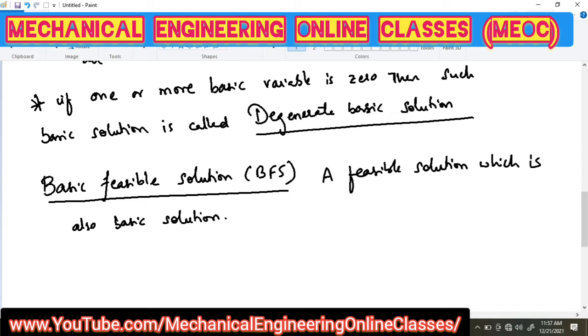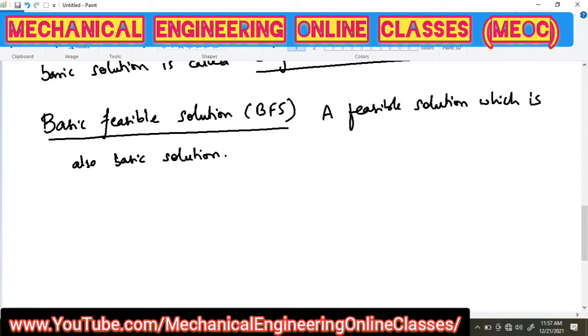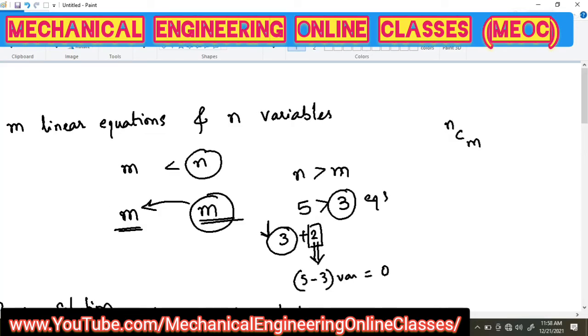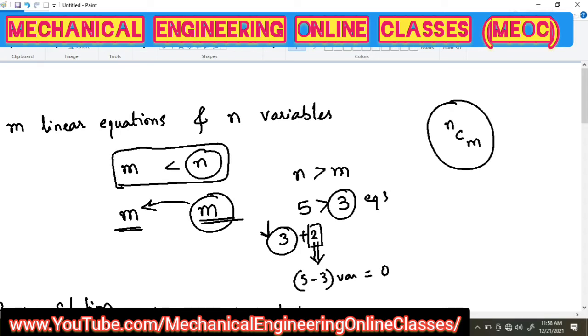For a given system of m linear equations with n variables, the different solutions that are possible are nCm. So these many different types of solutions are possible for a system of m linear equations and n variables in case n is greater than m. These many combinations of values are possible. Let us see with an example.